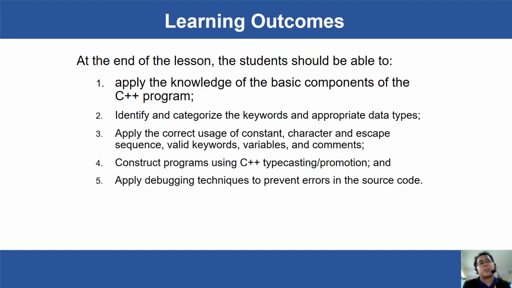The learning outcomes of this lesson: the student should be able to apply the knowledge of the basic components of the C++ program. They could also identify and categorize the keywords and appropriate data types, and apply the usage of constant, character, and escape sequence. I mean the valid and invalid keywords, the variables, and the comments. And also they could construct programs using typecasting and apply the debugging techniques to prevent errors in the source code.